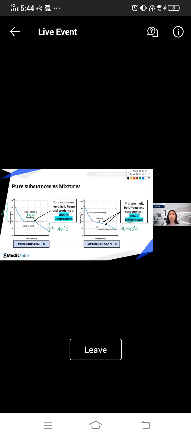So it's impure because there's more than one compound or molecule in this substance. Each of these different compounds has a different freezing point, for example, in this case. So that's why there is a range. Okay? So that's how you can tell whether something is pure or a mixture or impure.